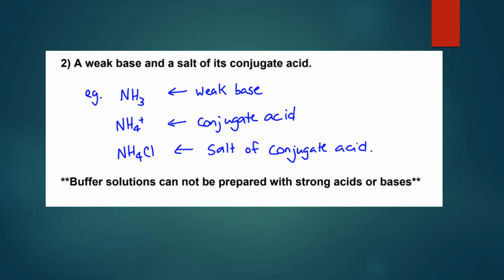A second way of creating a buffer is to use a weak base and the salt of its conjugate acid. So a weak base, here's an example, NH3, my ammonia, and the conjugate acid is the ammonium, NH4+. So if I want to create a salt of the conjugate acid of that weak base, all I'm going to have to do is mix it with another spectator ion. So I've chosen to go with Cl. We could also add any of those conjugate bases of the strong acids.